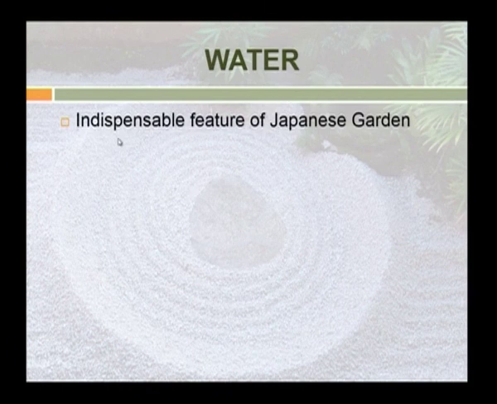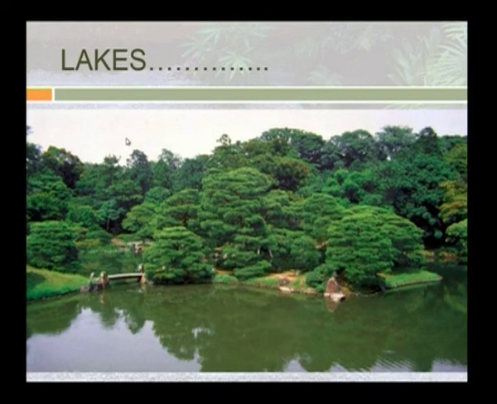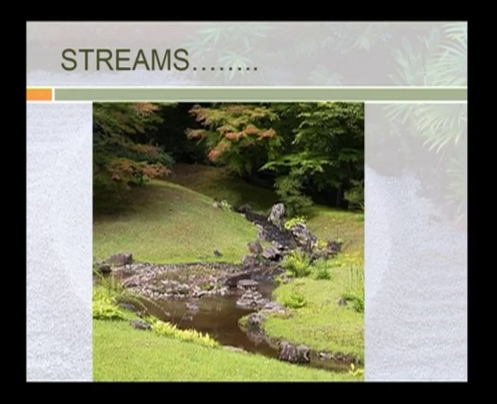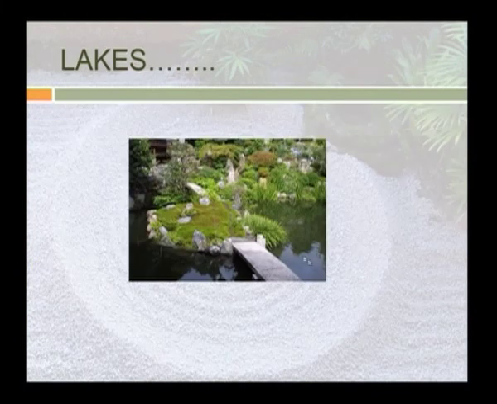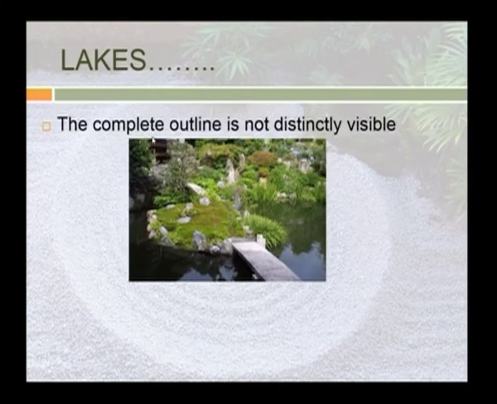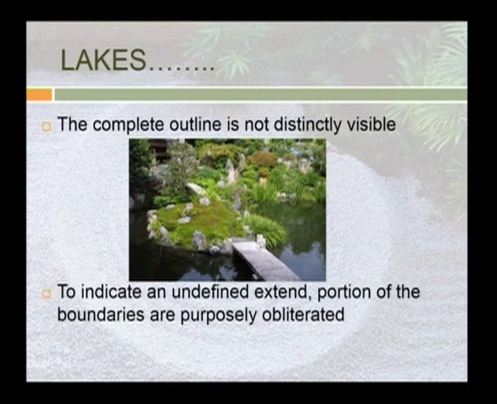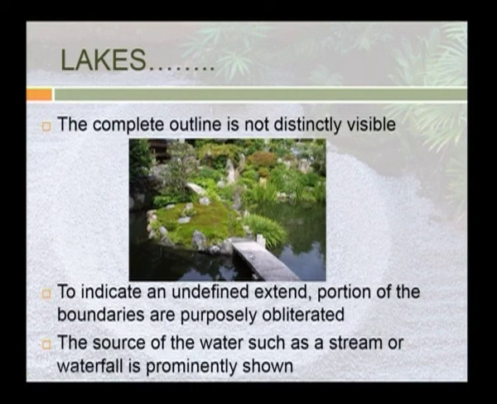The next important element is water. We can say that this is an indispensable feature of Japanese gardens. We can find water in the form of lakes, streams or cascades in Japanese gardens. In the case of lakes, the complete outline is not visible. It is purposely hidden to indicate an undefined extent, but the source of water such as a stream or a waterfall is made prominent in the design.